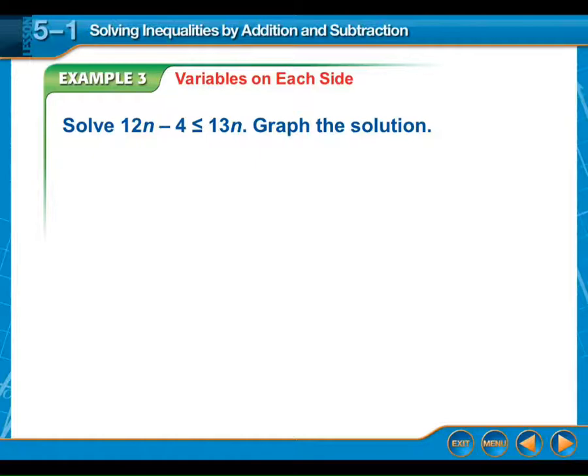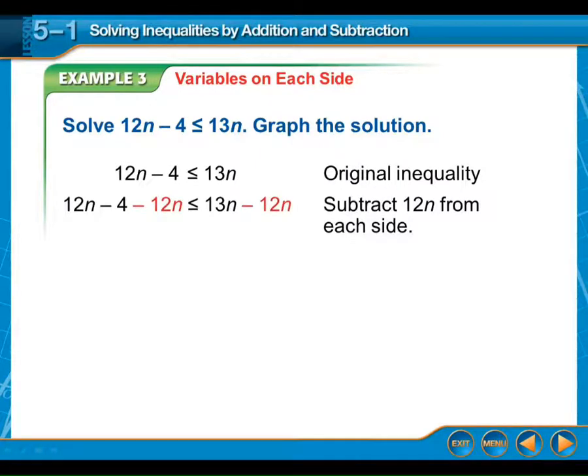Okay, variables on each side. So what you want to do is graph this solution. And so let's look at the original inequality, and we're going to start by probably subtracting 12n from both sides.